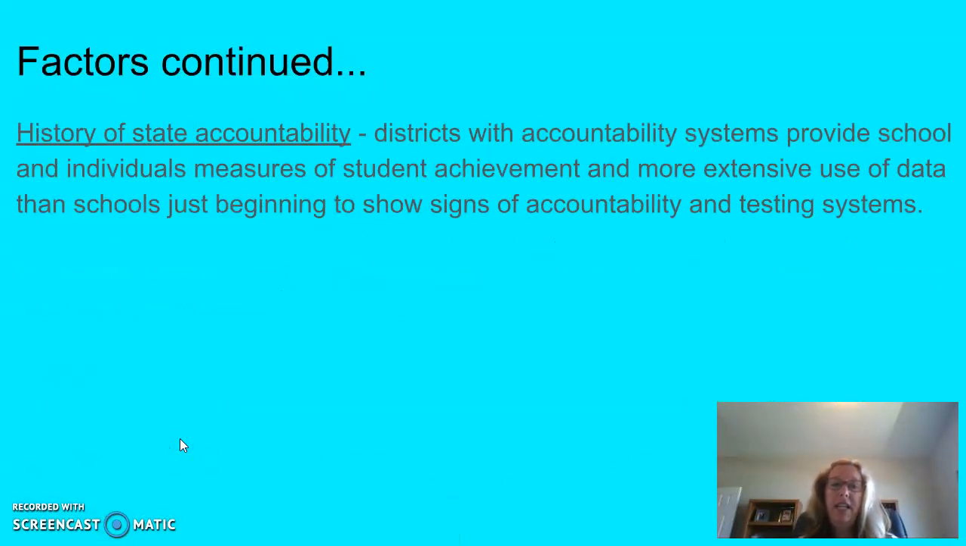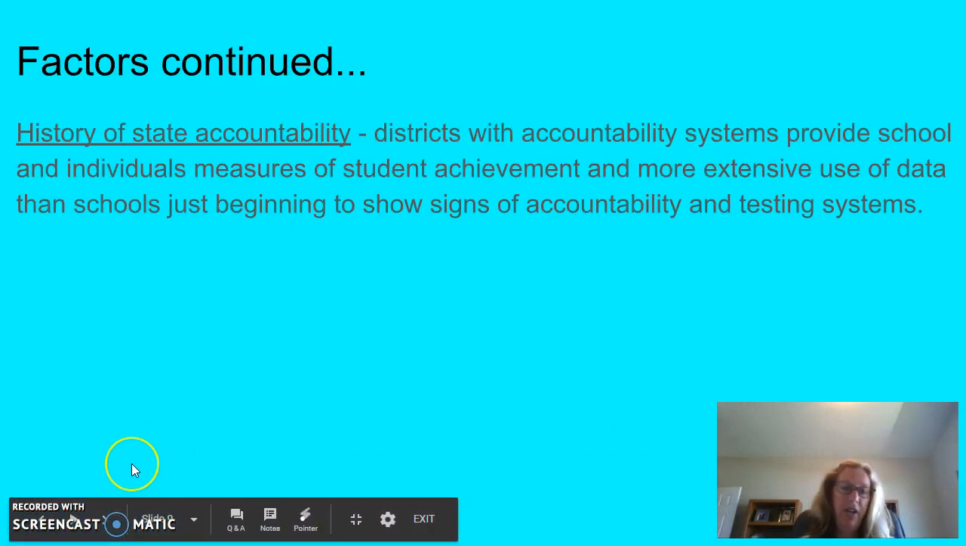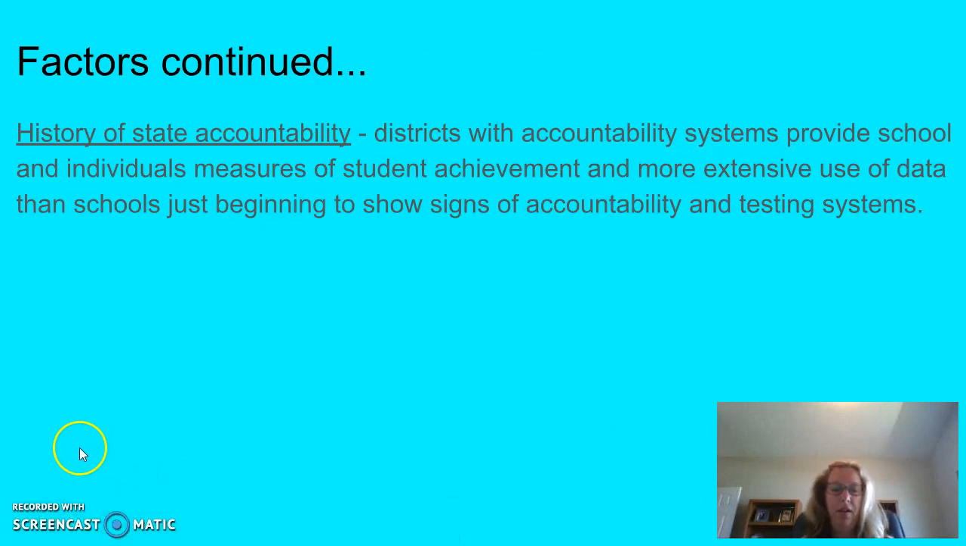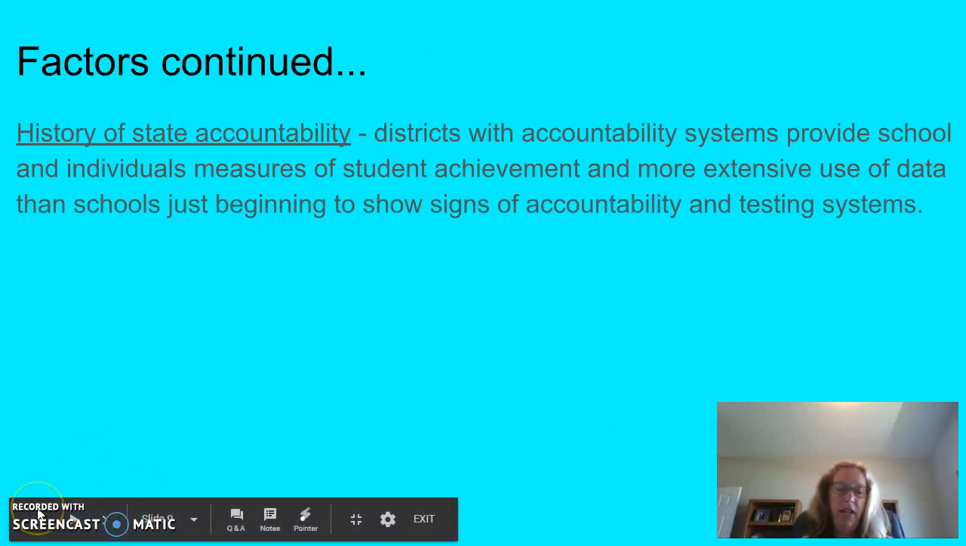Also, history of state accountability. Districts with an accountability system that provides schools and individuals measures of student achievement make more extensive use of data than schools just beginning to show signs of accountability in testing systems. So if you have a history of it, they're more used to it and more used to the use of data.